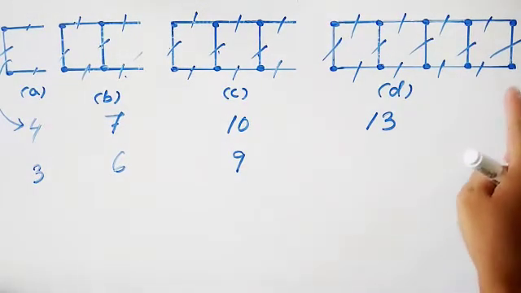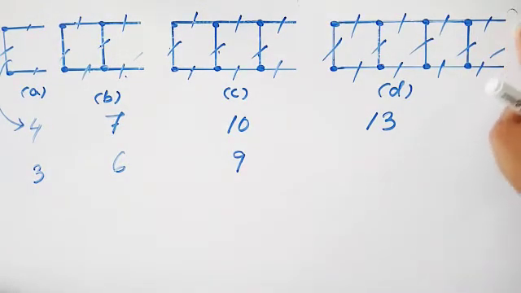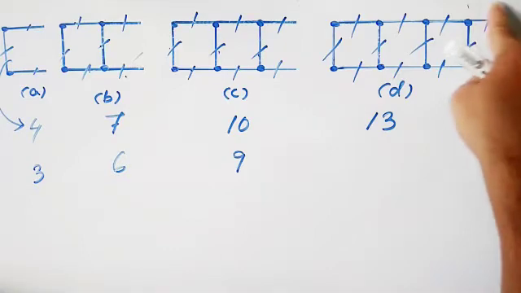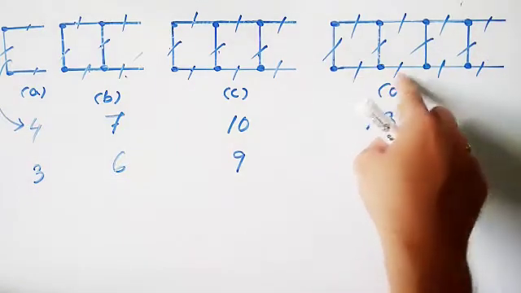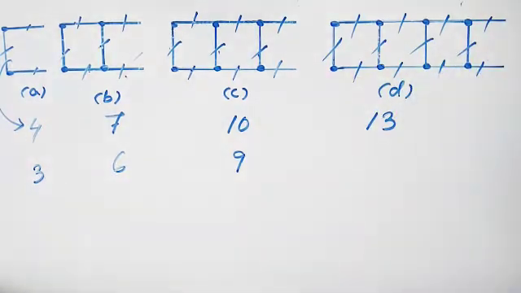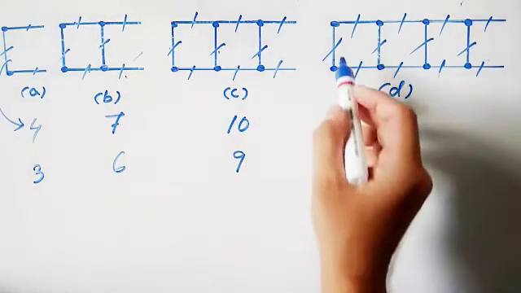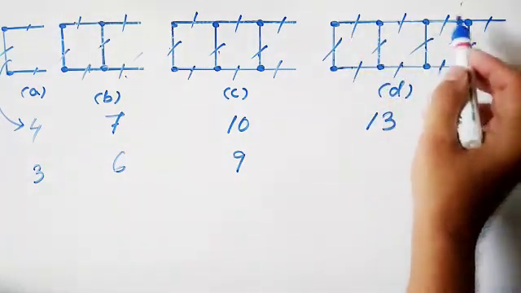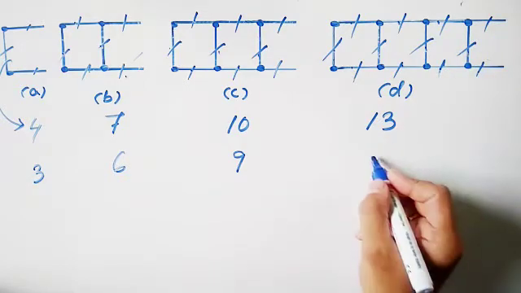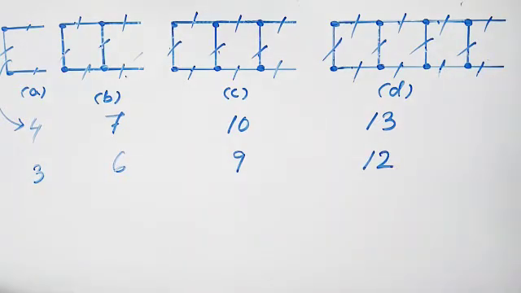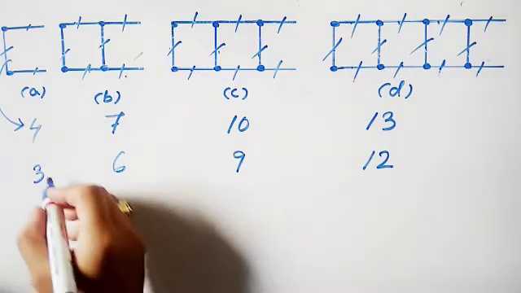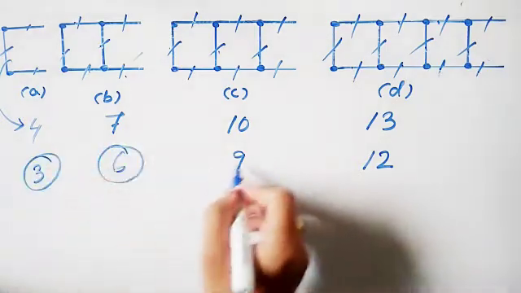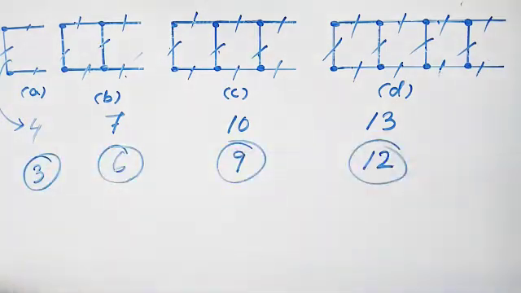And for this one also, let us remove the vertical stick at the end. Then we get a C-shape, right? How many C-shaped figures are formed? 1, 2, 3, 4. And how many matchsticks are required? 1, 2, 3, 4, 5, 6, 7, 8, 9, 10, 11, and 12 matchsticks are required. Right? So these are the numbers 3, 6, 9, 12.